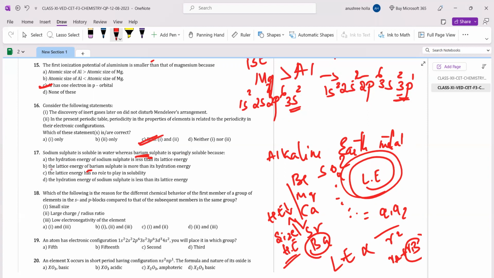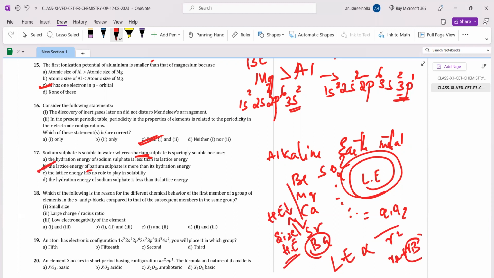So if you observe option B, the lattice energy of barium sulfate is more than its hydration energy. What does that mean? The hydration energy is very small when compared to the lattice energy, which is very high. If you are not able to break the lattice and not able to dissolve the barium ions in solution very well because of very low hydration energy, it is not soluble, right? So the option should be B.